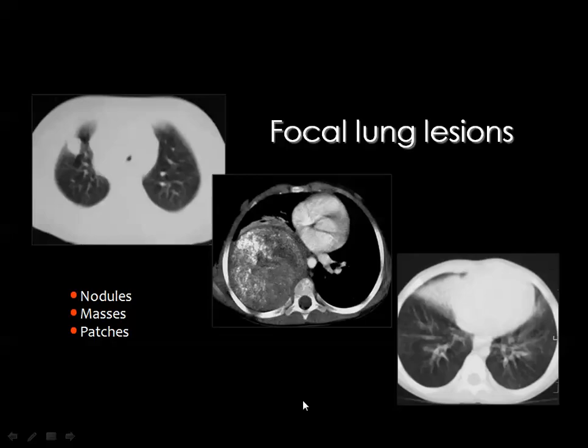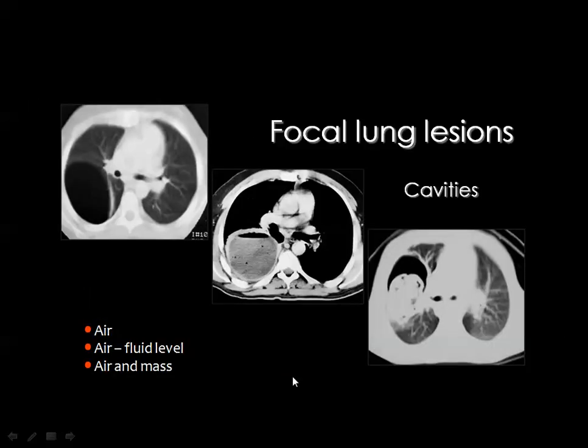And here are the focal lesions in the lung by CT scan. This is the nodule, well-defined lesion less than 3 centimeter in diameter, and this is the mass more than 3 centimeter in diameter, and this is the patch, ill-defined lesion with air bronchogram, and this is the cavity. Cavity containing air is a cavity. Cavity with air fluid level is also considered a cavity, and the cavity with a mass inside the cavity. And these are 3 different types of cavities which can be seen in the pediatric chest.